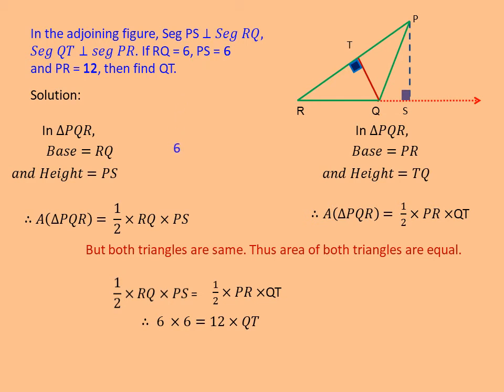Therefore, substitution: here we have the values. RQ is 6, PS is 6, and PR is 12. As you know, half on both sides will get cancelled. So we have 6 into 6 equals 12 into QT. Therefore, QT equals 6 into 6 upon 12, and 6 one time, 6 two times, 2 one time, 2 three times. So we have QT equals 3 units. Let us go for the next one.